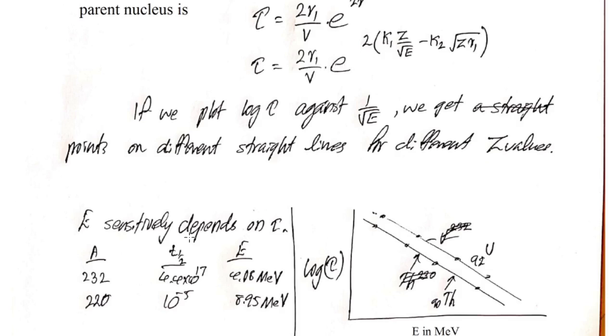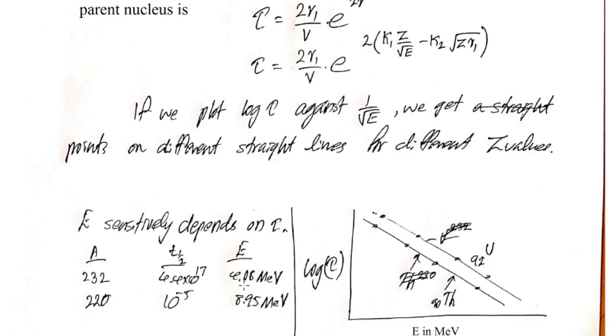From this we can see that thorium, for example, which has an atomic number of 90, will give one straight line. These dots are for different mass numbers of thorium, that is for the different thorium isotopes, and here also different points are obtained for uranium nuclei which have an atomic number of 92 and various mass numbers. So from this expression we can see that the energy of the alpha particle and the lifetime of the parent nucleus are extremely dependent.